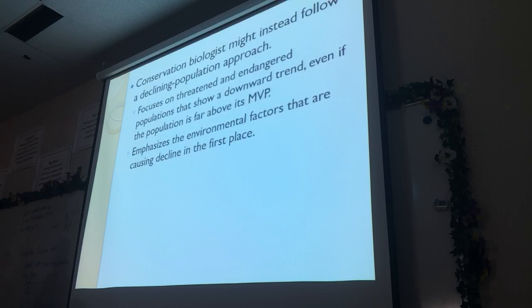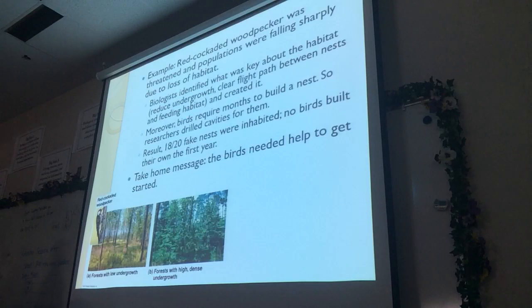But conservation biologists might instead try to intervene before we get to that point of having too small a population. This is going to focus on the threatened and endangered species, not waiting until they get to that critically endangered term. Then in these species that would be showing a downward trend, even if the population is far above that MVP value. This is going to emphasize environmental factors that are causing a decline in the first place. For example, my red-headed woodpecker, turns out that the species was threatened, and the populations were decreasing sharply due to loss of habitat.